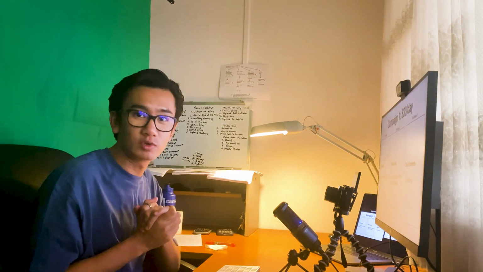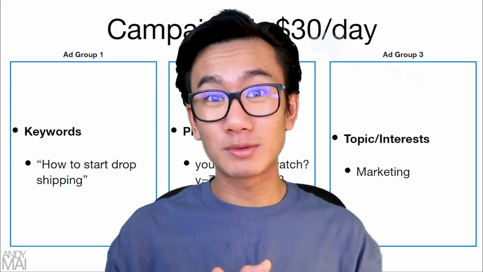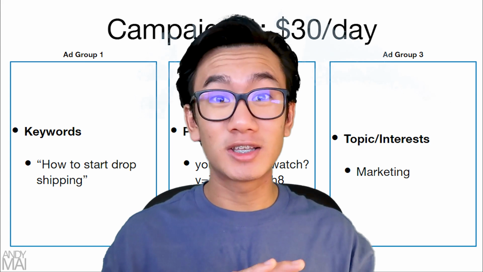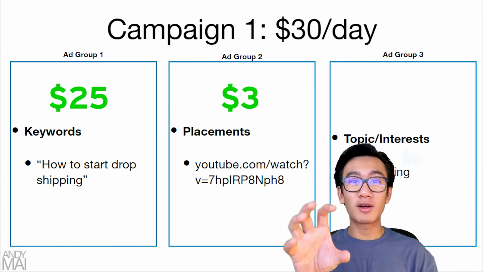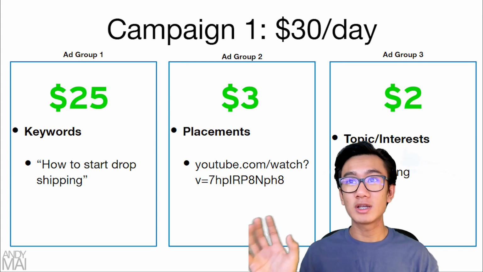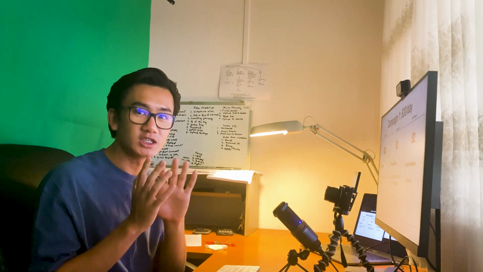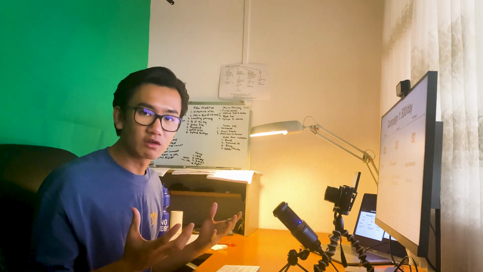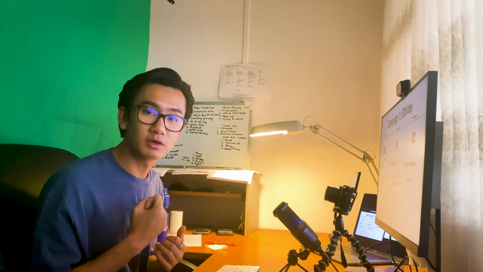This is sort of how most people would set it up, and ideally you think that this would work perfectly fine and there shouldn't be any issues. But what happens, as most of you guys would know, is that the $30 does not get distributed evenly. $25 will go into maybe keywords, $3 might go into placements, and $2 might only go into topic/interest. The reason that happens is because Google would automatically give all your money to where there's a lot of traffic. So let's say there's a lot of keyword traffic, that's where they're going to spend most of your money.